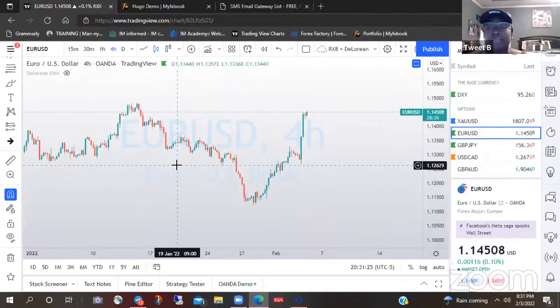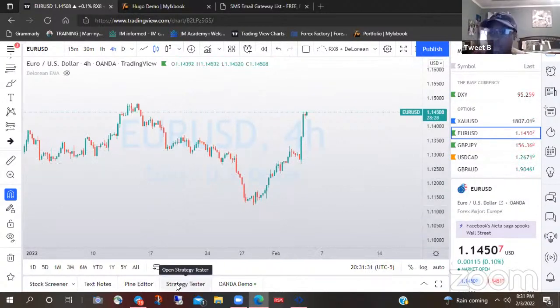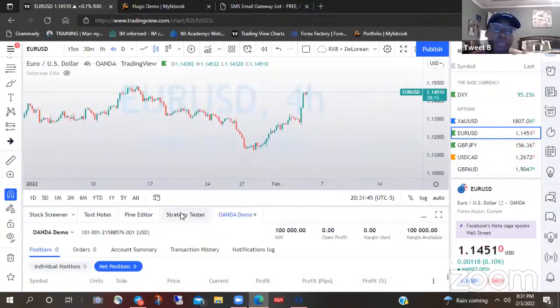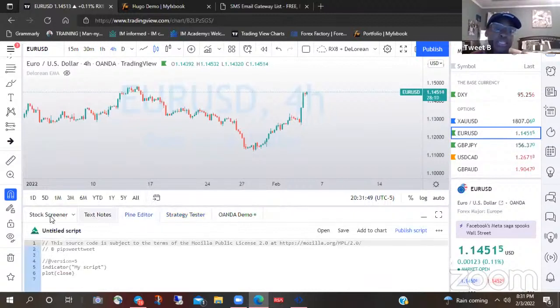Yes, absolutely, absolutely. Another thing, as you're starting to trade, TradingView has these buttons down here that a lot of people don't pay attention to. But one of these, why is it not showing now?